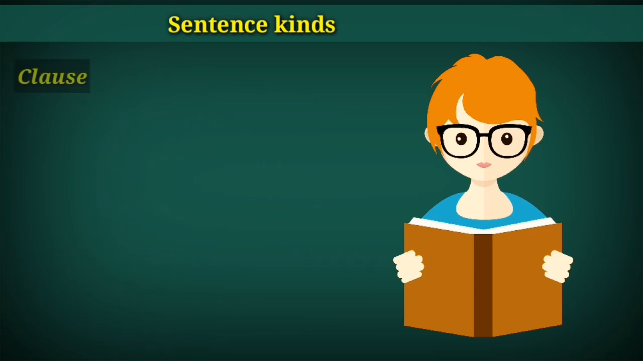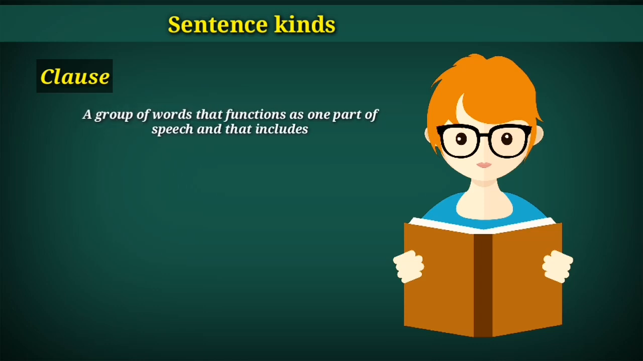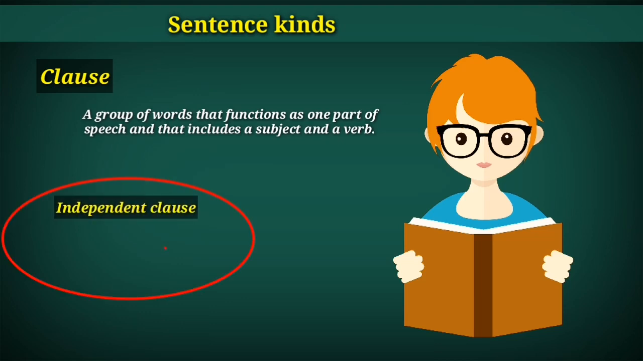That is a clause. So what is a clause? A clause is a group of words that functions as one part of speech, and that includes a subject and a verb. There are two main clauses. Independent clause. So what is an independent clause? A clause that contains a subject and a verb, and it can stand alone.